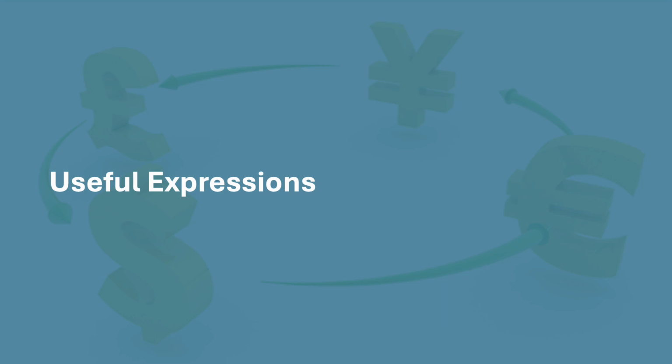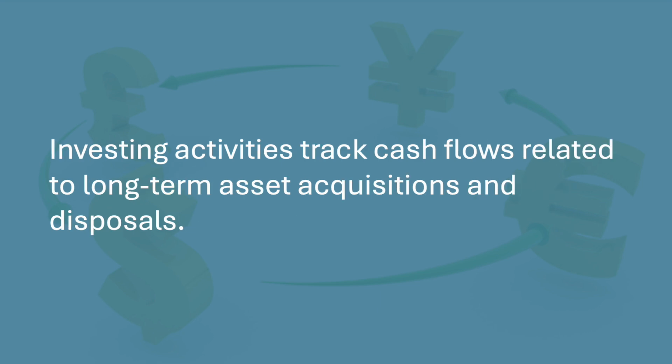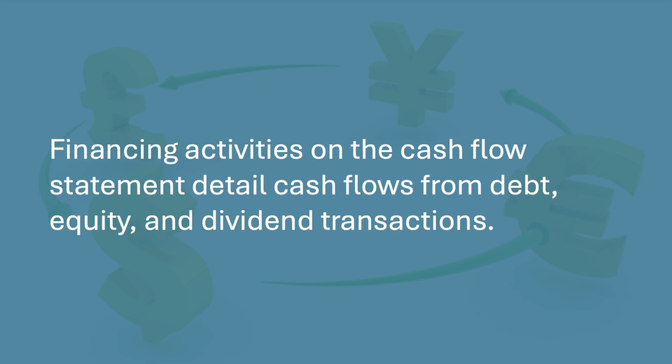Useful expressions. Operating activities on the cash flow statement reflect the company's day-to-day cash transactions. Investing activities track cash flows related to long-term asset acquisitions and disposals. Financing activities on the cash flow statement detail cash flows from debt, equity, and dividend transactions.